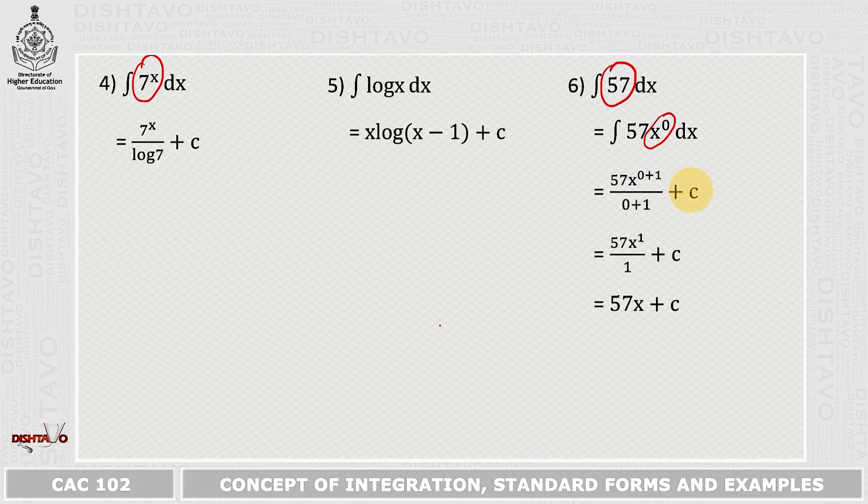Plus c. So till here we have computed the integral. Now you write this properly. x raised to 0 plus 1 will give me x raised to 1. 0 plus 1 in the denominator will be 1. And we have 57 plus c. Any number divided by 1 is the same number, or you can say any term divided by 1 is the same term. So 57x plus c. It is not compulsory to write the power one because when we don't have any power written, it is understood that the power is 1.